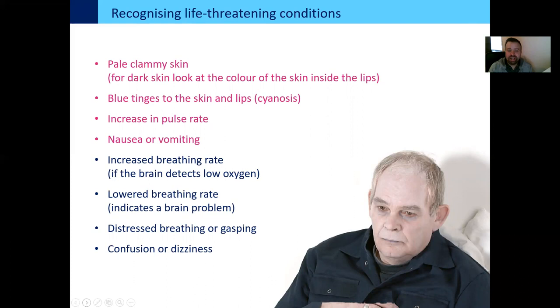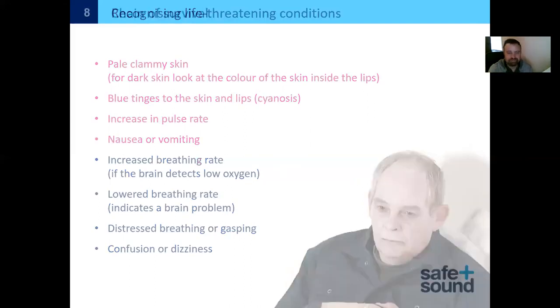The increased breathing rate obviously produces low oxygen levels, so our pulsometer is going to start to drop. A lower breathing rate will then indicate a problem with the brain, because the brain is not getting the oxygen it needs. The brain will then start to shut down, causing respiratory problems, and then we start hearing that distressed breathing or gasping, and that's called agonal breathing. We'll talk about agonal breathing shortly. And again, all of that is going to cause delirium and confusion.